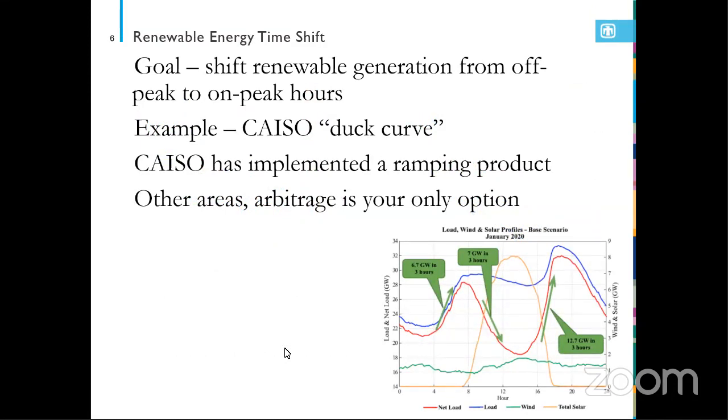The next application is renewable energy time shift. So here the goal is to shift renewable generation from off-peak to on-peak hours. A good example of this is the CAISO duck curve. In California, because of all the rooftop solar deployments, in the middle of the day, the net load drops significantly. And then as the solar starts tailing off in the afternoon and people come home from work and turn on the lights and cook dinner, there's this really quick ramp required to meet load.